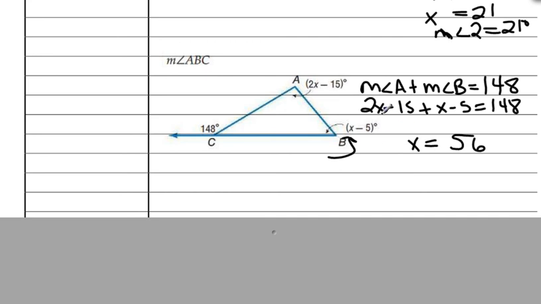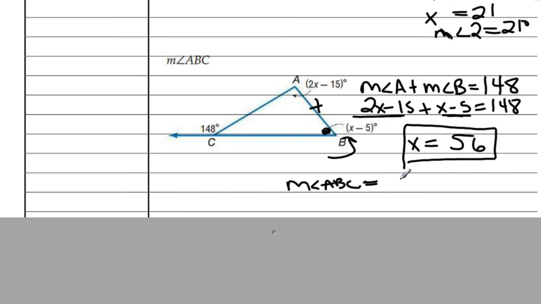Okay, so angle A, which is 2x minus 15, plus angle B, which is x minus 5, so I add these two together, equals the exterior angle 148. So you should have gotten that x is 56. To answer the question, find the measure of angle ABC. The measure of angle ABC is going to equal ABC, that's here, x minus 5. So 56 minus 5. So the measure of angle ABC, your final answer is 51 degrees.